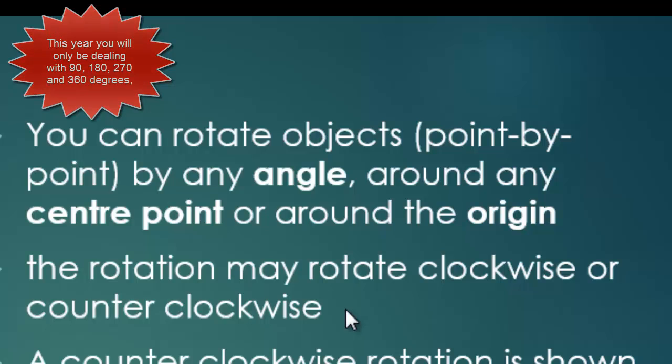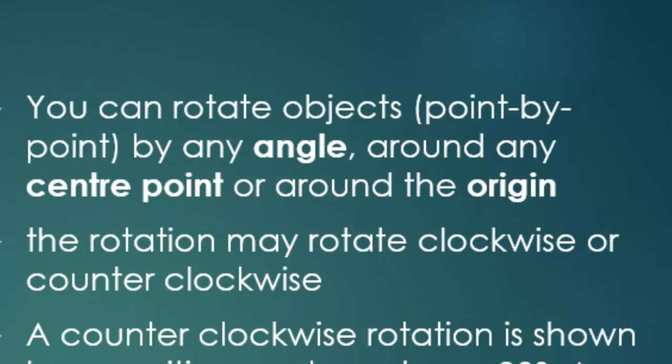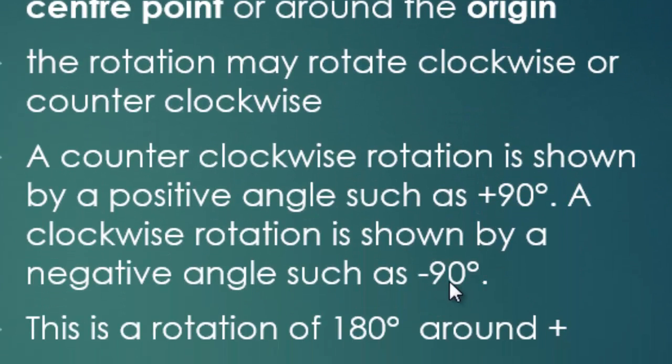Some texts and books and questions will ask you to rotate clockwise or counterclockwise. Others will show you as a plus 90 degrees or a minus 90 degrees. So you need to know that a counterclockwise rotation, which means going this way, the opposite way that a clock would go, is read as a plus 90 degrees.